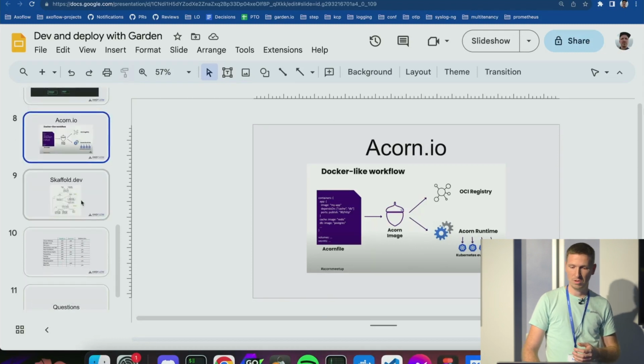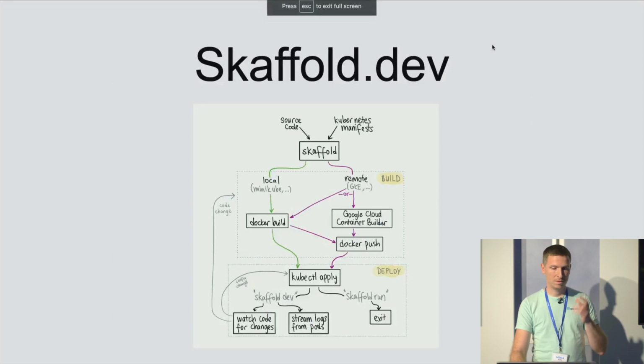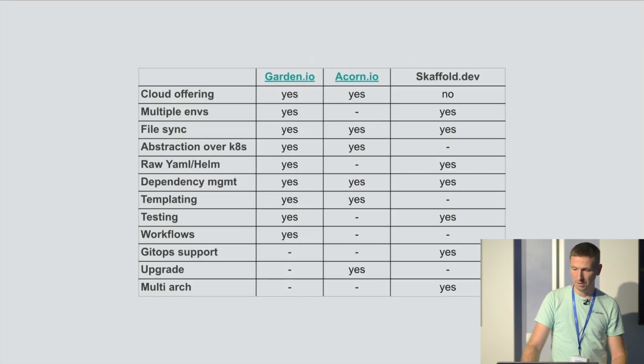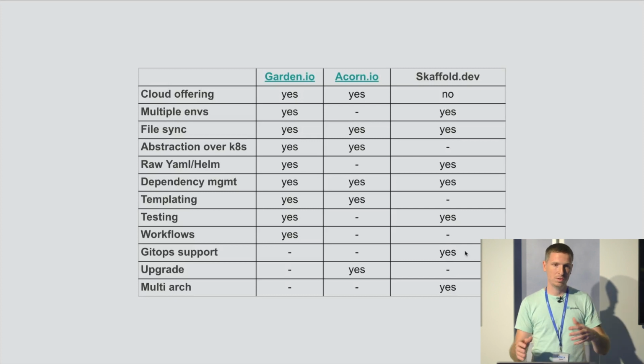Really, last words about Scaffold. It's really very similar to Garden. Actually, it fills some gaps that Garden has. I actually created a table to compare them. It has the multi-arch image build. It has much better GitOps support, so it does what I was missing from Garden. It actually can render Kubernetes YAMLs or Helm charts for you.